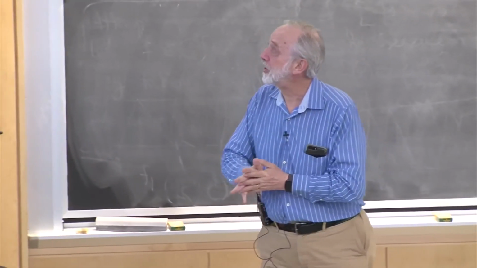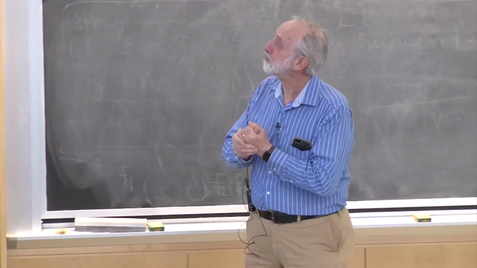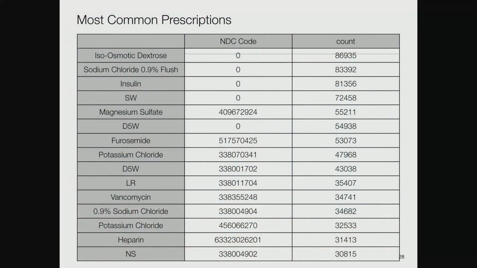Okay, so then I said, well, if you look at prescriptions, how often are they given? So remember, we have about 60,000 ICU stays, and so isoosmotic dextrose was given 87,000 times to various people. Sodium chloride, 0.9% flush. Do you know what that is? Have you ever had an IV? So periodically the nurse comes by and squirts a little bit of stuff in the IV to make sure that it hasn't clogged up. That's what that is.